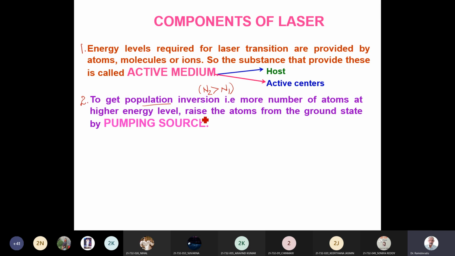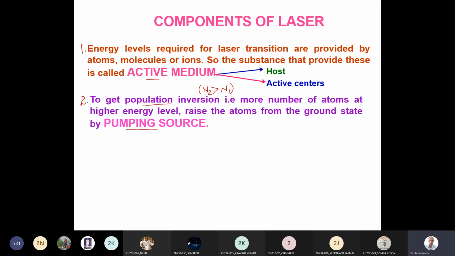And the process by which you make the atoms go to a higher energy level, we call pumping. The process is called pumping, and the source which is pumping is the pumping source. That can be achieved by making light fall on the active medium. Incident light energy is absorbed by the active medium and atoms will go to a higher energy state. So N2 will become large.